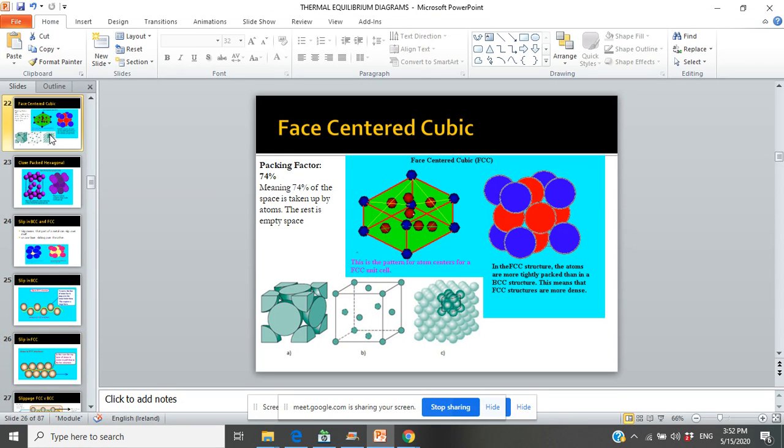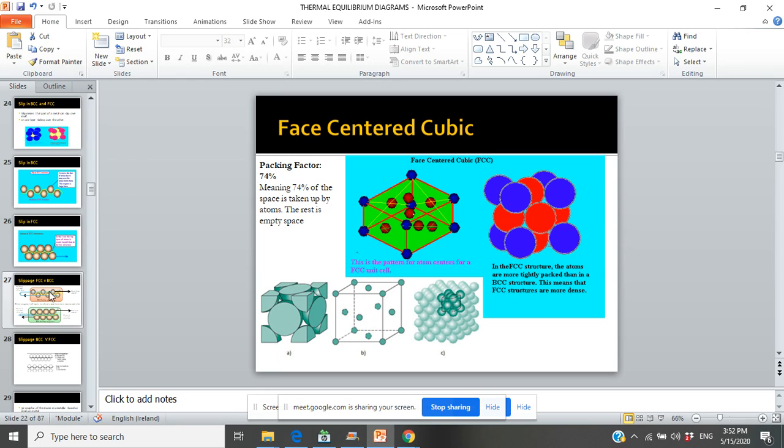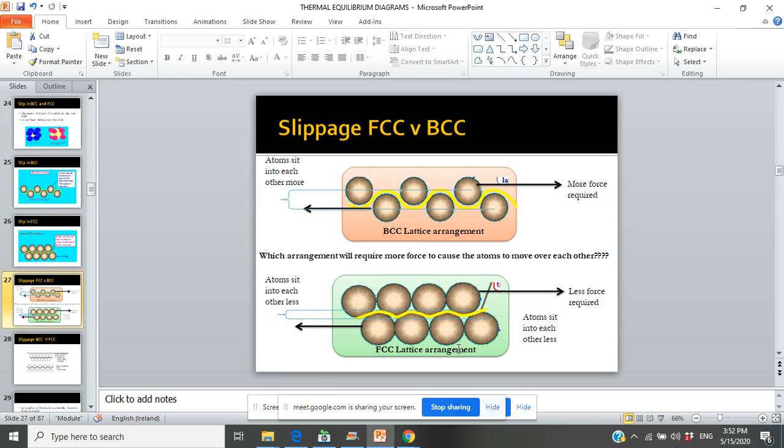Okay, and again, that just is looking at the rows, looking at the side of the rows sitting on top of each other, or the layers, the lattice. So that's why I've done up this image here. So slippage. Can anybody tell me what is slippage?